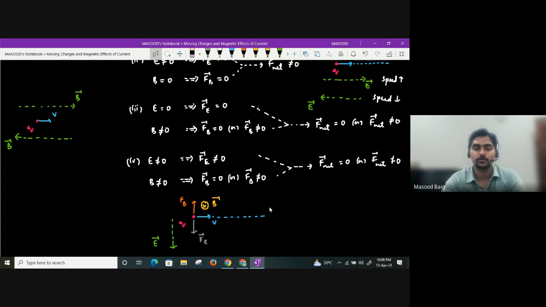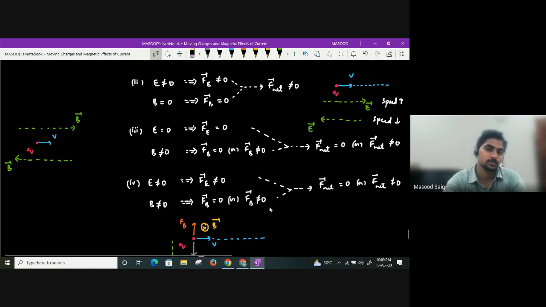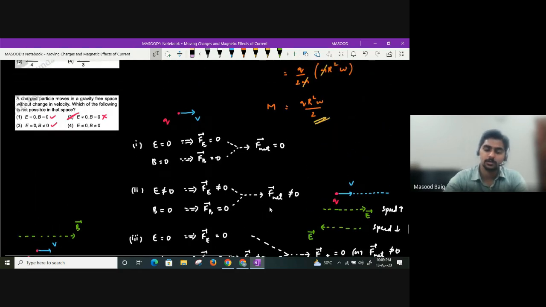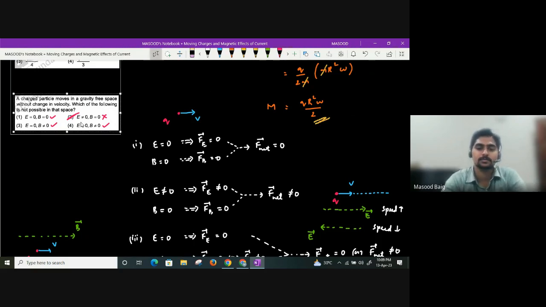These are the four very important cases that you need to know, guys. So the third option also can be moving without change in velocity. So in which case will change in velocity not be there? In the second case, right? Either speed may increase or decrease. Clear, all of you? Is that clear?